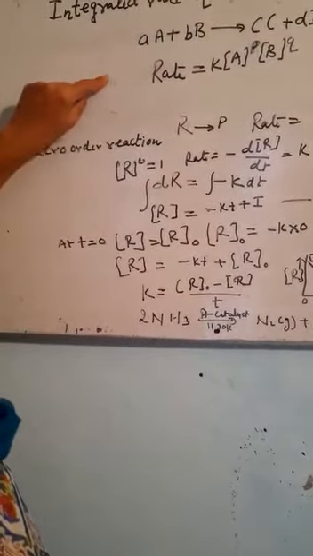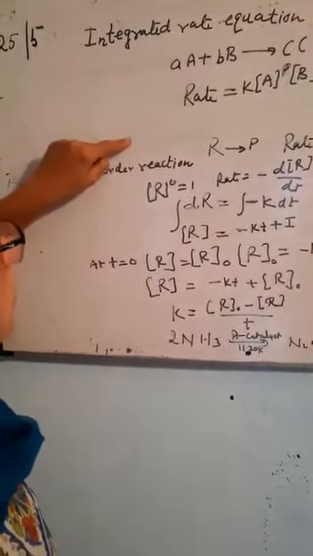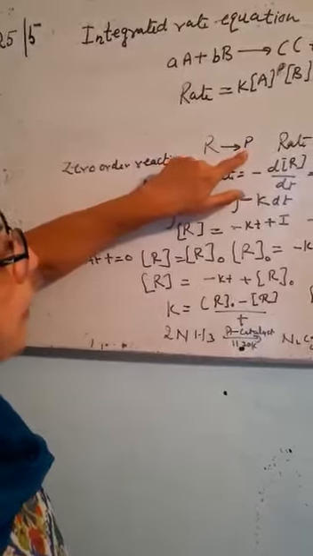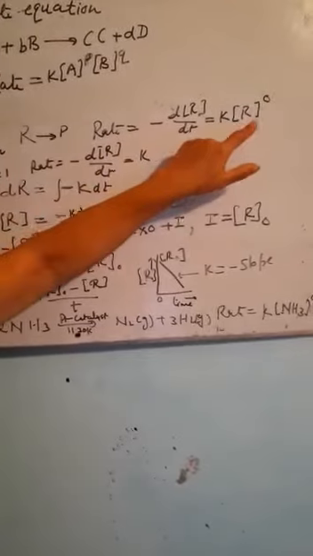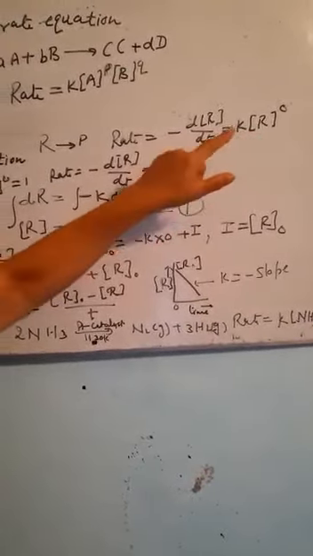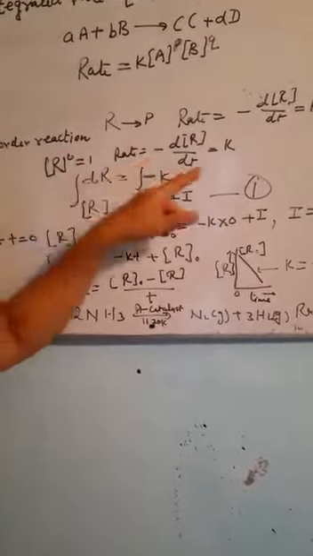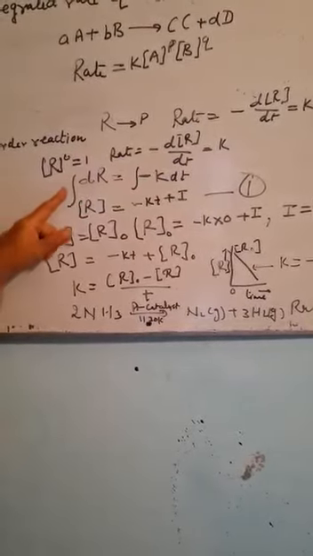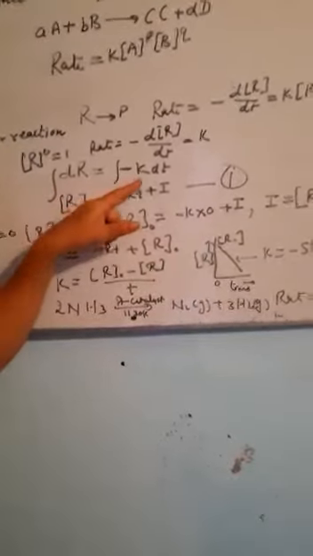So for measuring the order of reaction and the rate of reaction, we use the integrated rate equation. Suppose the reactant R is converting into product. Rate is equal to minus dR upon dt is equal to k [R]^0, because it is a zero order reaction. Now [R]^0 becomes equal to 1. If we put this value, rate is equal to minus dR upon dt is equal to k. We will integrate this equation by rearranging it: dR is equal to minus k dt.